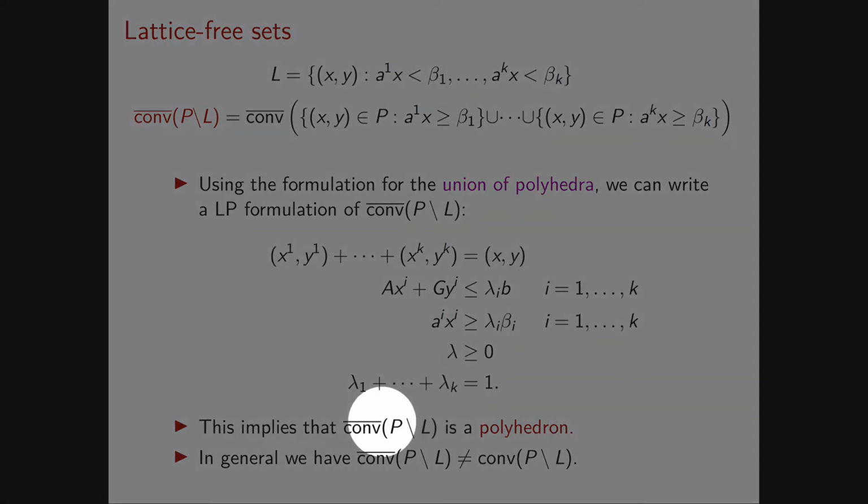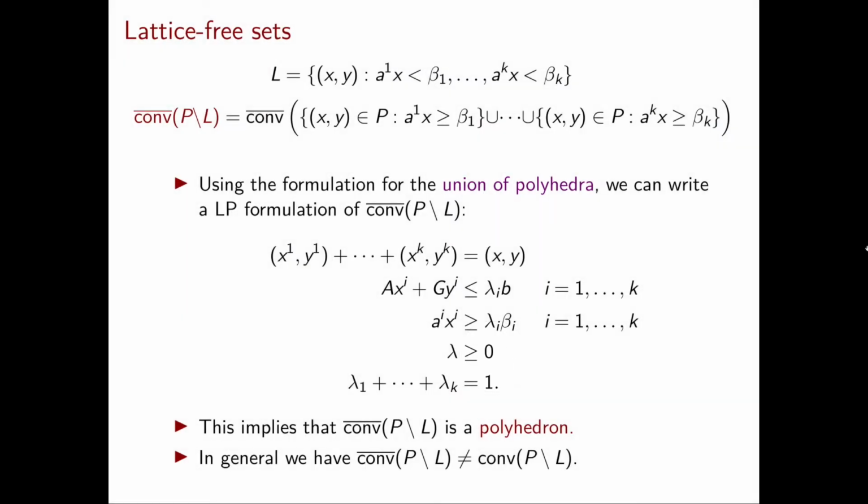This implies that the closed convex hull of P minus L is a polyhedron, since it's just the projection of this set onto the original XY space. As you can see, we are following step by step what we have done with the splits.